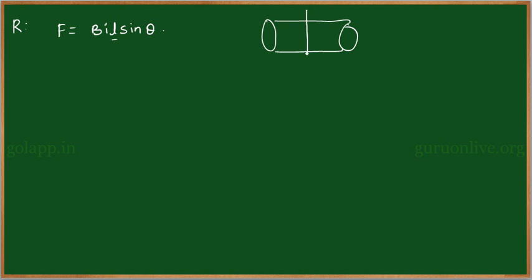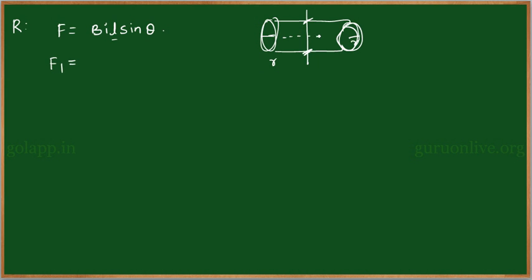For example, if we keep the current carrying conductor like this, only this much is the effective length of the conductor due to that magnetic field. So this is the diameter of that circular thing, so obviously it is 2r. If r is the radius of this cylindrical surface, then 2r will become the effective length of the current carrying conductor. I am finding the force 1.